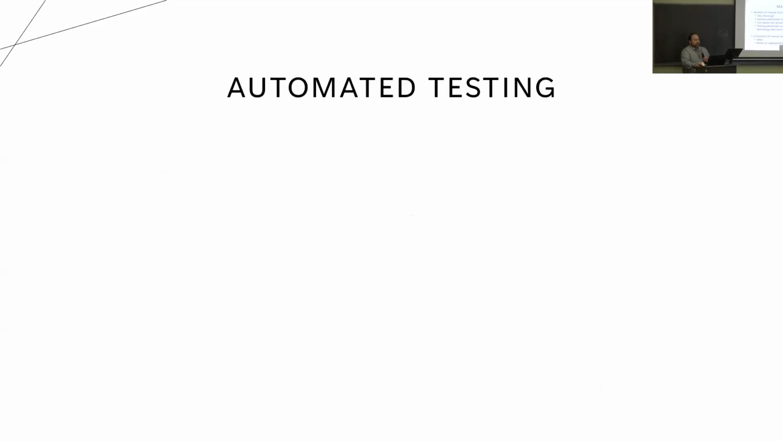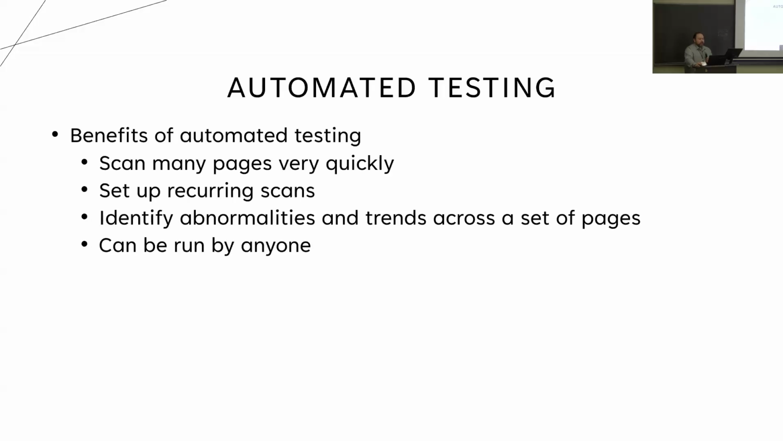So how does that compare to automated testing? I always say that automated testing is great at scanning the breadth of your site, where manual testing is great at scanning the depth of your site. Meaning that we can scan a large number of pages very quickly. We can set that up on a recurring crawl, and as new content gets added, we can automatically start scanning all that new content as well.